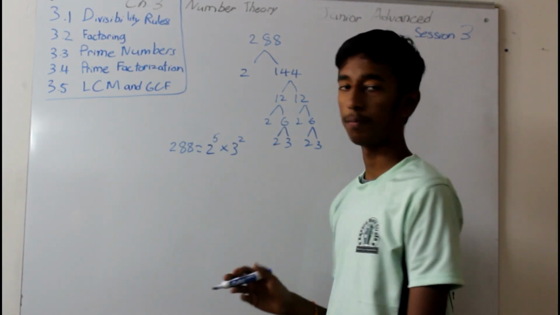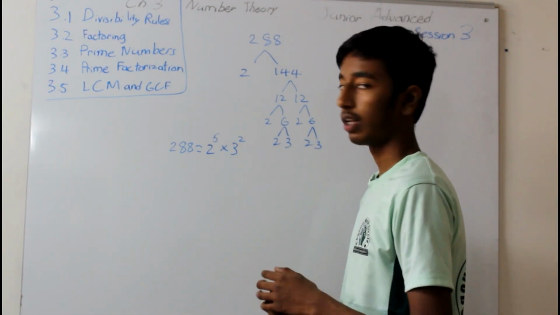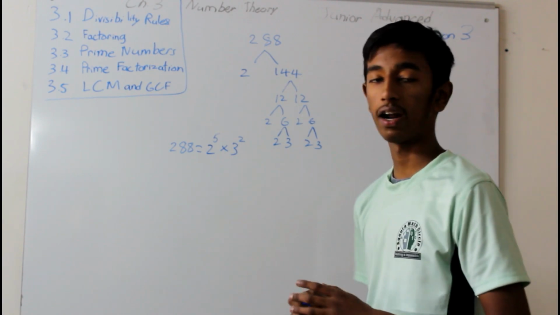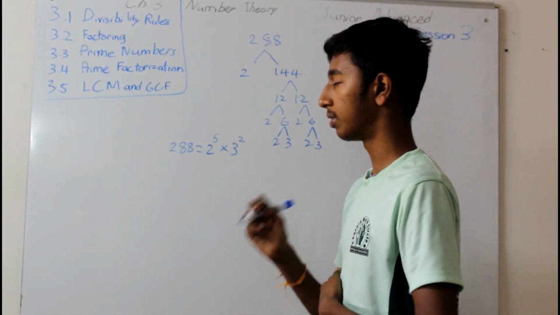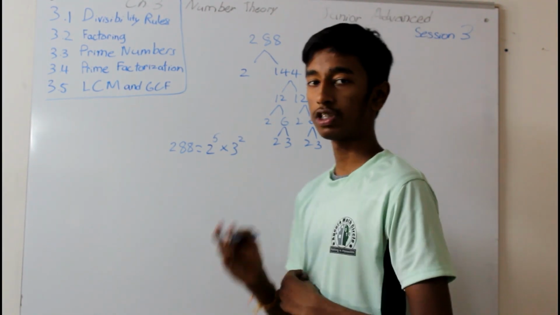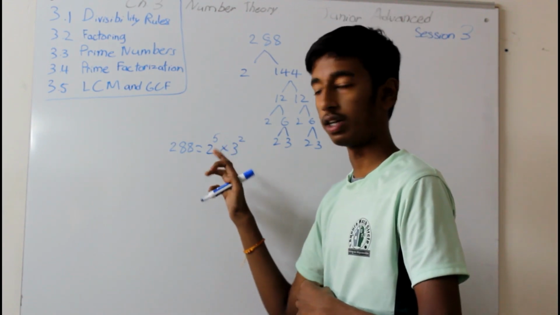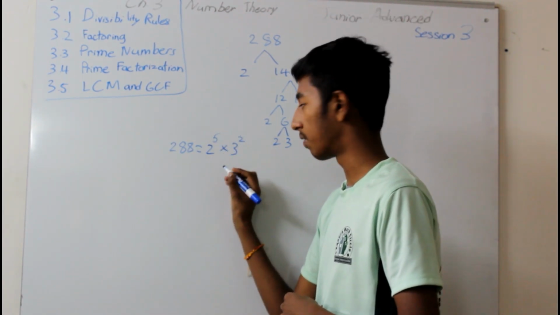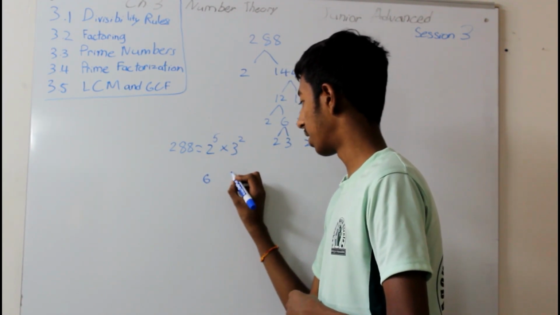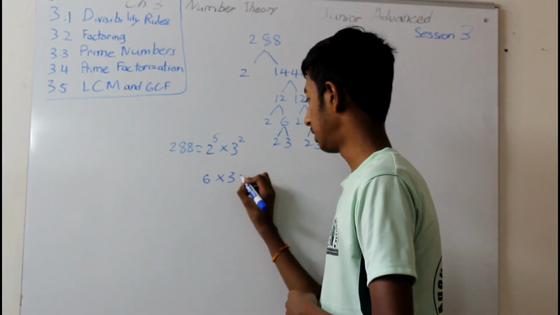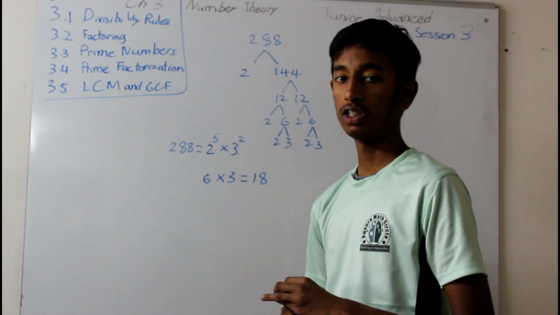With this information, we can figure out all the factors for 288, and we can also figure out how many factors there are. I'm going to first cover how to figure out how many factors there are. Each one of these prime factors has an exponent, and you're going to add 1 to each one of them. So 5 plus 1 is 6, and 2 plus 1 is 3. When you multiply these two numbers, you get the number of factors that there are.